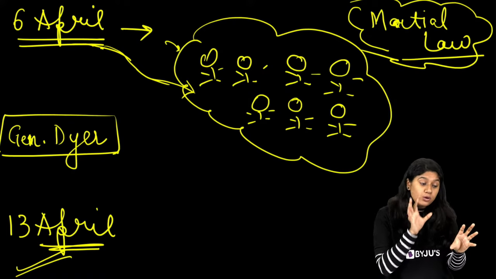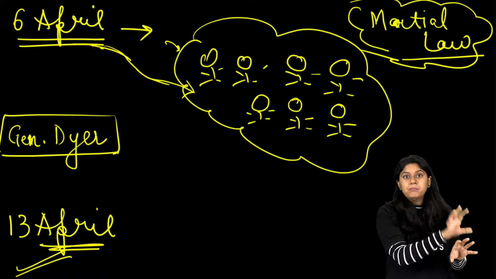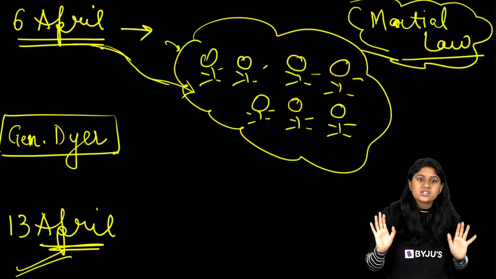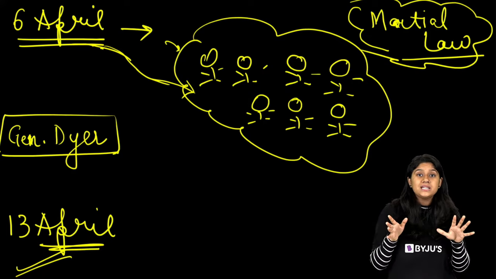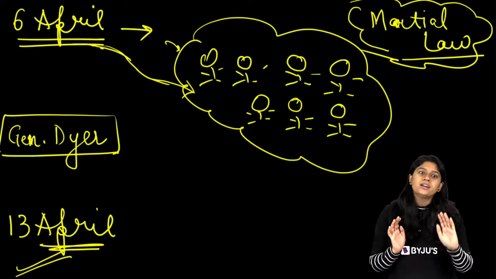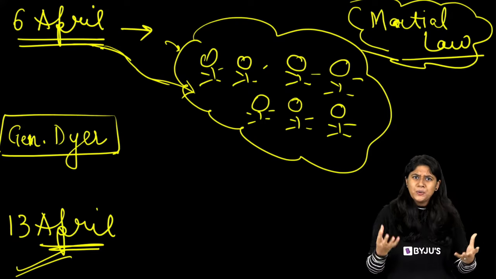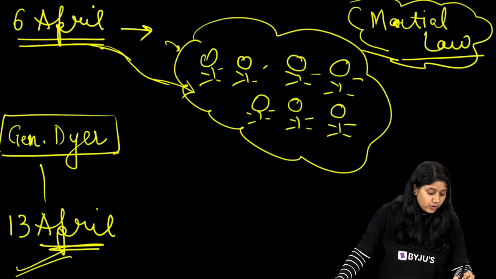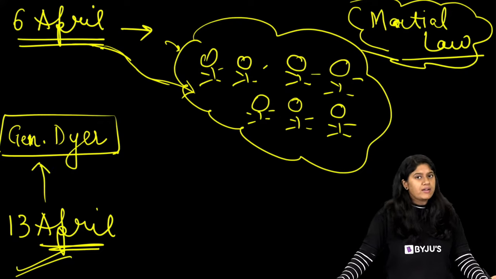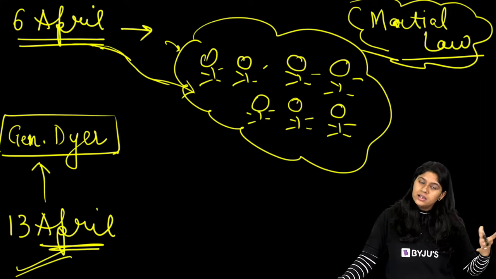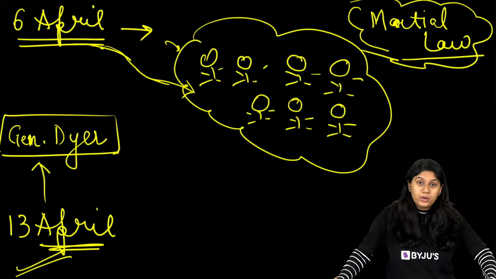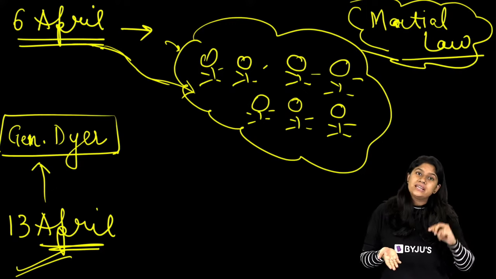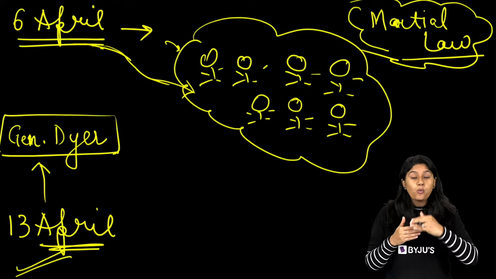There were a few people in the Bagh who were supporting Gandhiji's satyagraha, but of course they were doing it with complete non-violence. They were not doing anything that could harm anyone, right? But when General Dyer got this information, he got really triggered, and he gave the order to shoot. Now, we all know what had happened, so I'll not be going into the detail. But of course, he sealed all the entries and it was an open fire.